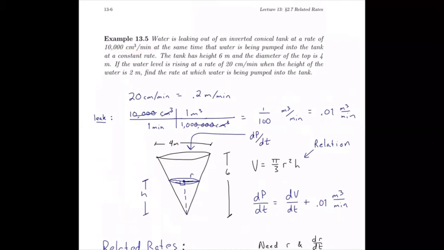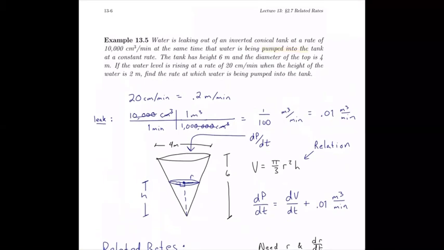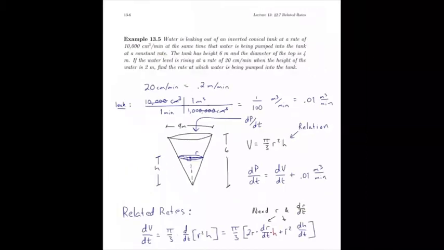Okay, so there's our first set of units, and we have a rate. So that's good to know. At the same time, water is being pumped into the tank at a constant rate. The tank has height 6 meters, so I'll immediately flag this. I have cubic centimeters, and I have a linear measurement of meters. I don't want that to give me too much of a headache, so I'm going to convert those pretty early on. Next up, the diameter of the top is 4 meters. So let's take advantage of that. If the water level is rising at a rate of 20 centimeters per minute when the height of the water is 2 meters, find the rate at which water is being pumped into the tank.